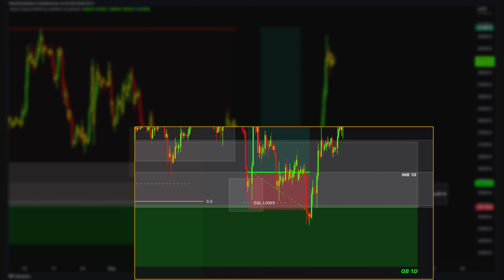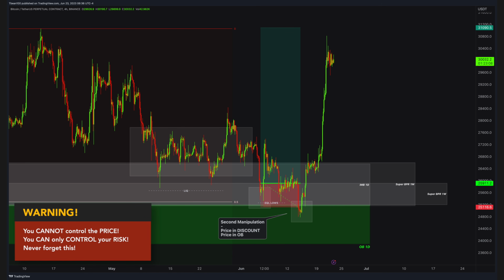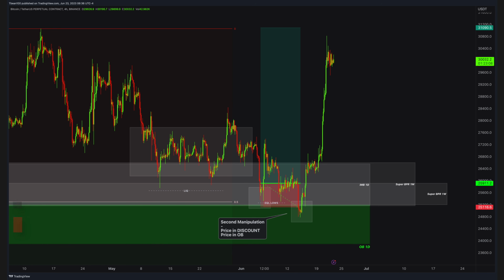Now later on, the price makes another equal low. The price obviously wants to top that daily order block and get into the discount area before the big move. It basically makes a secondary manipulation here. It does not happen every time, but in this case it happened. Remember, price will do whatever it wants. We have no control over it. We can only control our own risk.